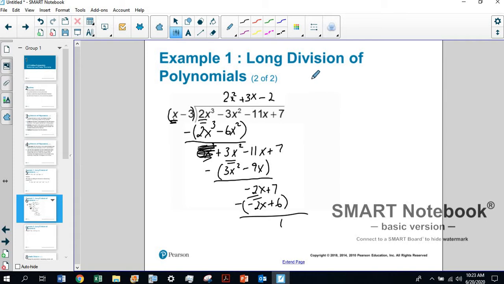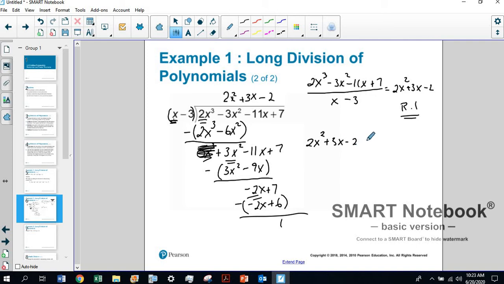And so what that means is when you take 2x cubed minus 3x squared minus 11x plus 7 and you divide it by x minus 3, you get 2x squared plus 3x minus 2, but then you have a remainder of 1. Right? Well, this is algebra class, so we don't write it that way. How we write it is we write 2x squared plus 3x minus 2 plus the remainder divided by whatever we were originally dividing by, in this case x minus 3.